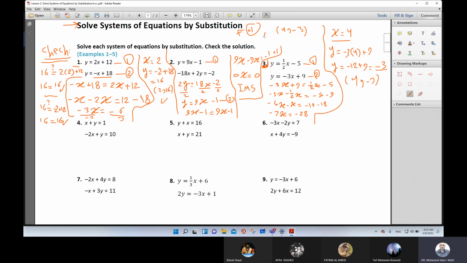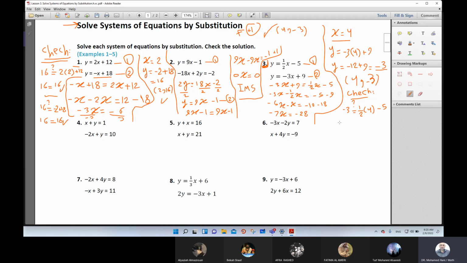So Fatima has the correct answer. If you want to check, you can take the common solution and substitute in the first equation. Go back to the first equation. We have y equal, what is the value of y? Negative 3. So is negative 3 equal 1 over 2 times the value of x, 4, minus 5?